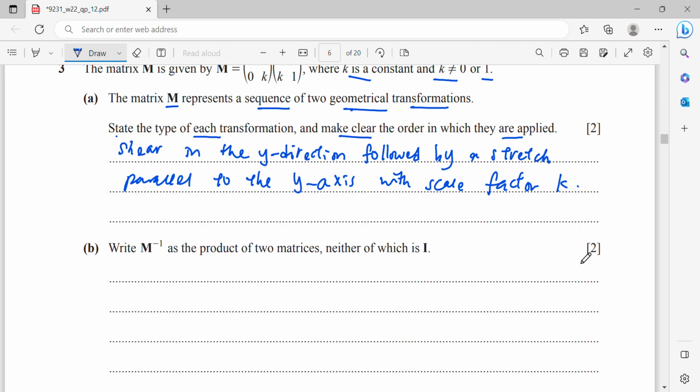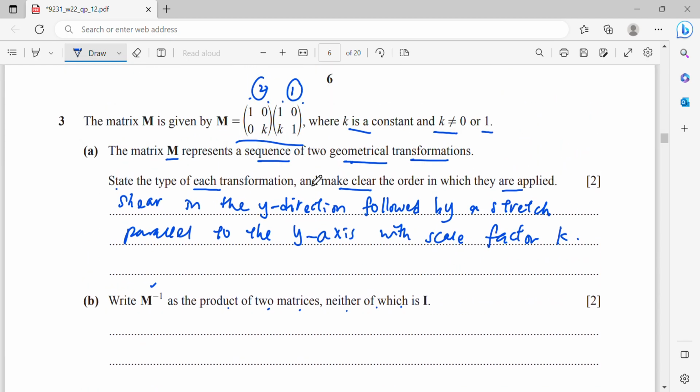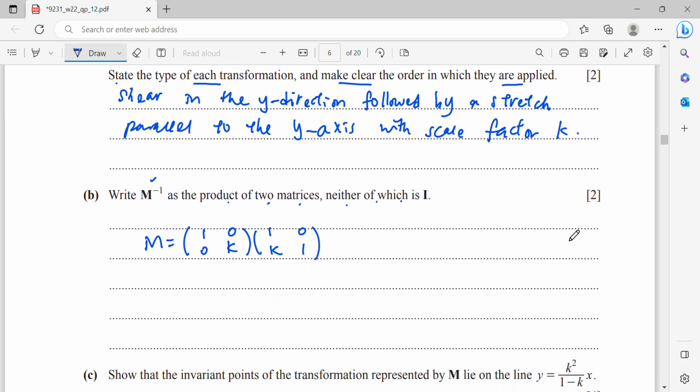Now part B: write M inverse as the product of two matrices, neither of which is I. I means identity. So what we do here is expand M. Your M equals 1, 0, 0, k multiplied with 1, 0, k, 1. To perform the multiplication of matrices, it is the same as taking the inverse of both sides.